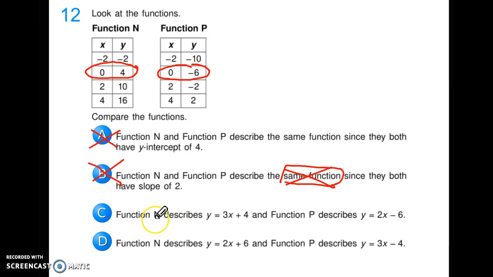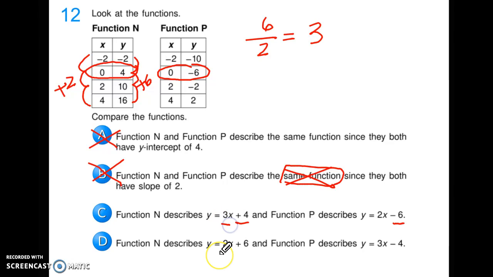Okay, so on function N, they do have the y-intercept correct. And on function P, they also have the y-intercept correct. So now we just need to find out what the slope is. So on this side, I'm adding 2 each time. And on this side, I'm adding 6 each time. So 6 over 2 is 3. So that checks out.